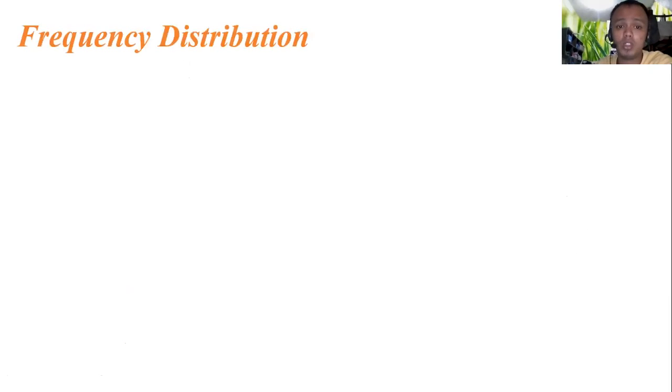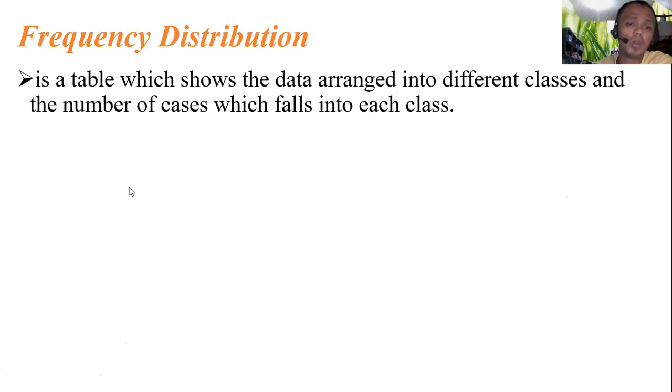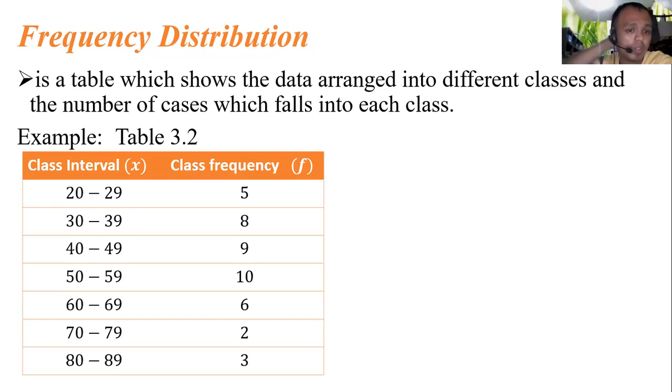Next naman is yung frequency distribution, also part of tabular method. It is a table which shows the data arranged into different classes and the number of cases which fall into each class. Example here, we have table 3.2. Okay? Yan, example of frequency distribution.